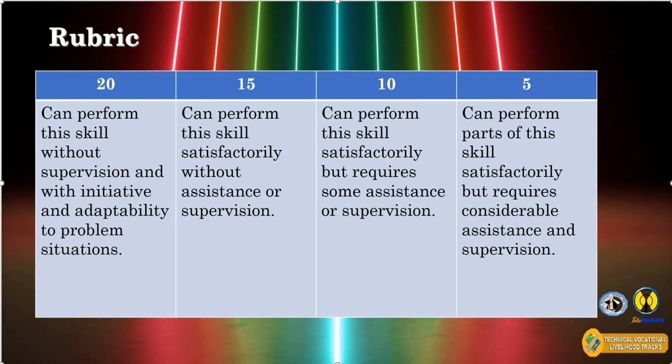You will be evaluated through the following rubric. 20 points can perform this skill without supervision and with initiative and adaptability to problem situations. 15 points can perform this skill satisfactorily without assistance or supervision. 10 points can perform this skill satisfactorily but requires some assistance or supervision. 5 points can perform parts of this skill satisfactorily but requires considerable assistance and supervision.